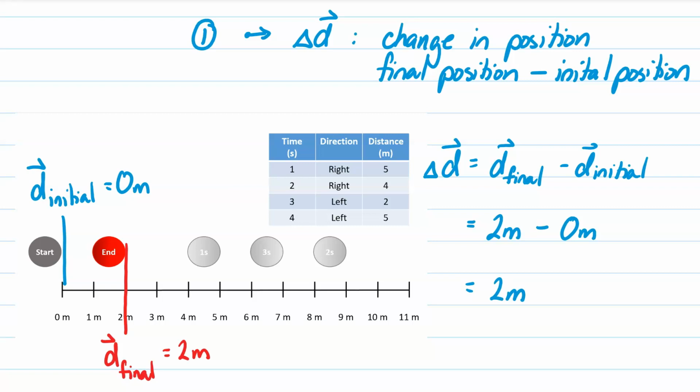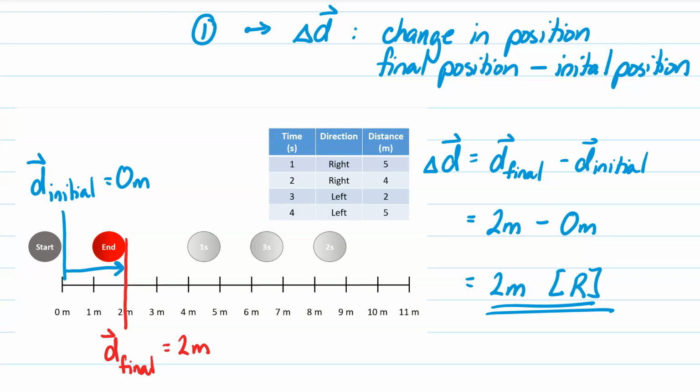Now, because displacement is a vector, when we give an answer, we must include direction. So we say the displacement was 2 meters to the right, because the ball moved 2 meters to the right at the end of the day.